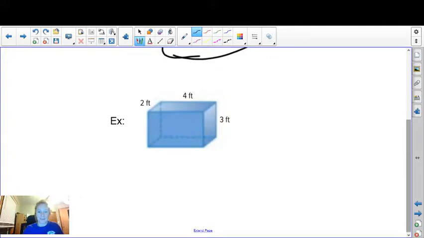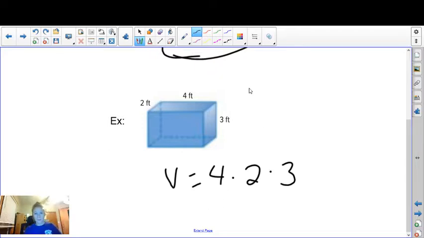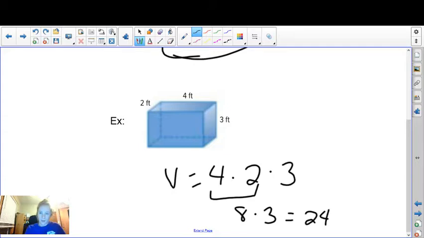Next idea is I need to take my length times my width times my height. Notice the order I chose to do it in. My length is how long my box is, which in this case is 4. 2 is how wide it is, and 3 is how tall it is. 4 times 2 gives me 8, times 3 more is 24. And it's in terms of feet, so it's 24 feet cubed.